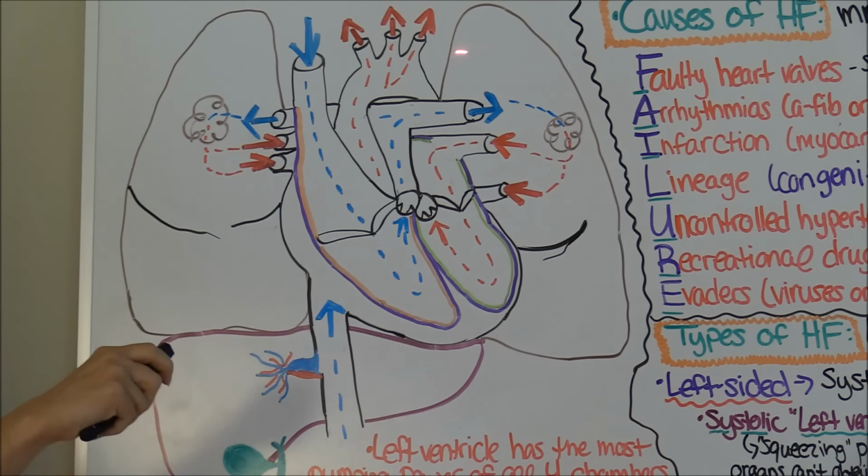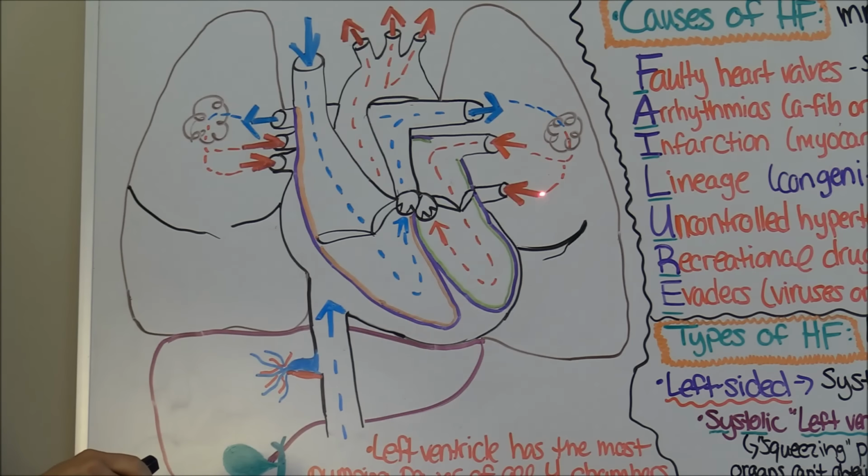So the patient will start presenting with pulmonary symptoms because that blood is backflowing into there. So they may have crackles, shortness of breath, orthopnea, where they can't even lay down and sleep. So they're going to get pulmonary signs and symptoms with left-sided heart failure.